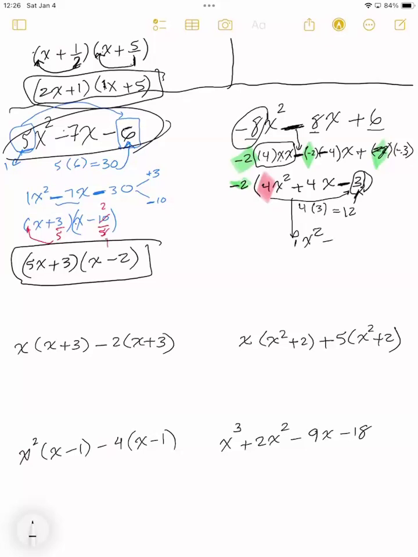I change 4 to 1 plus 4x. 4 times 3 is 12. I leave that sign alone. I just deal with the numbers. I know how to factor 12.